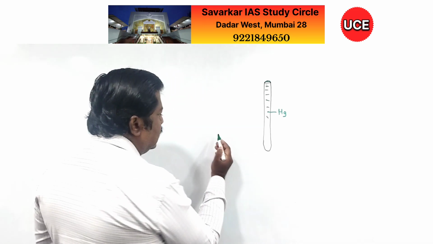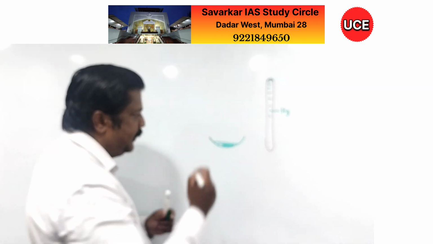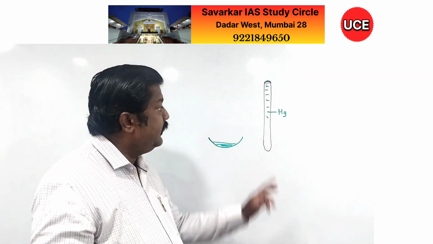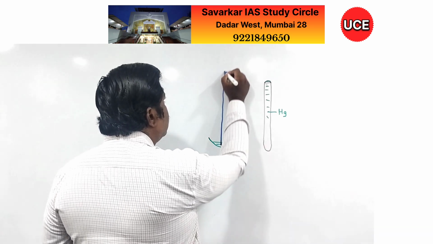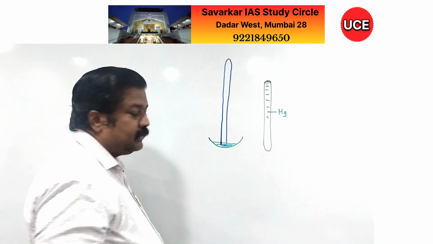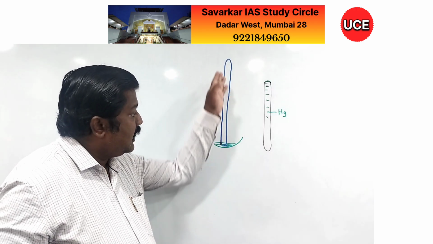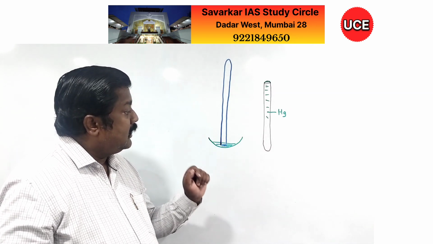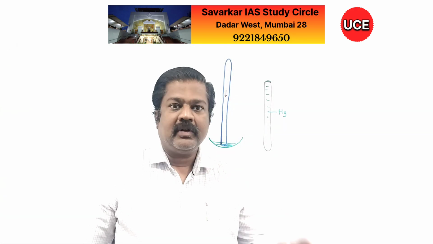Now we have to take another dish which is also filled with mercury, a little bit. Now I want to invert this tube in this dish. So this way I will invert the tube and keep it this way. Initially I filled this complete tube with mercury, but now I am making an inverted tube. Now what is the expected thing? Because of gravity, all mercury should come down.